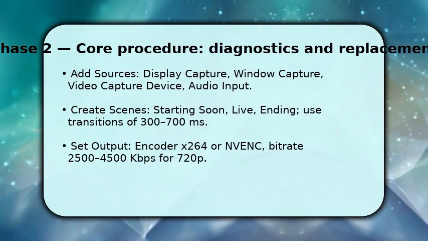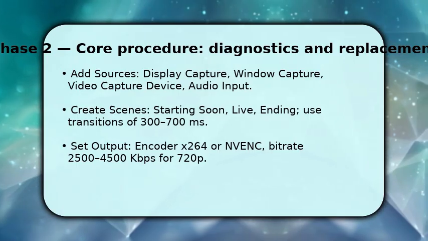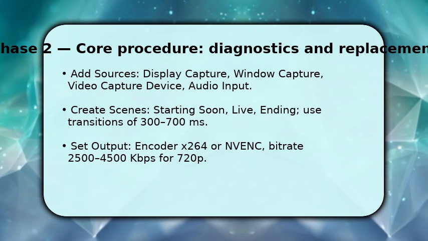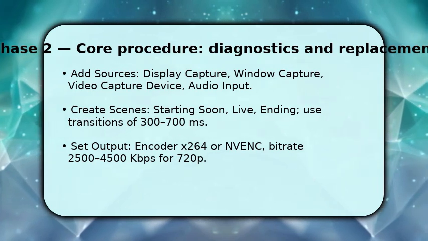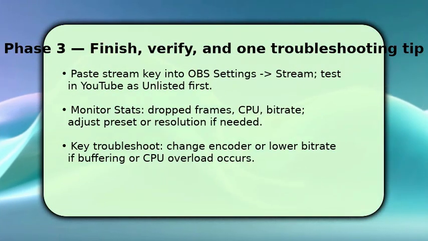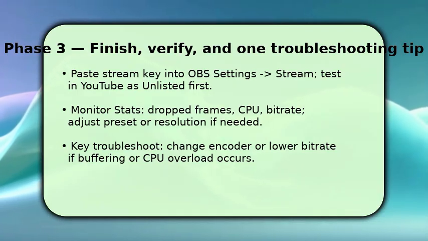Choose X264 or NVENC encoder. Set bitrate between 2500 and 4500 kbps for 720p. Finally, paste your YouTube stream key into OBS settings stream, then click Start Streaming. Test as unlisted before going public.